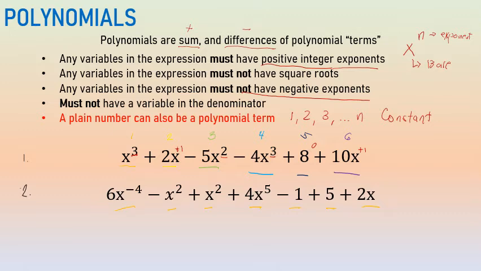So are all exponents positive in our first example? Yes. Okay, so therefore, this is a polynomial. Next, in the second example, 6x raised to negative 4. Our exponent is negative 4. Positive or negative? Obviously, this is negative. Therefore, right away we can already say this is not a polynomial.